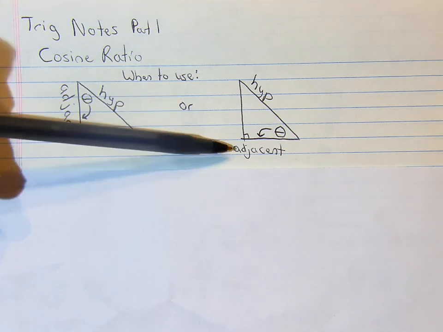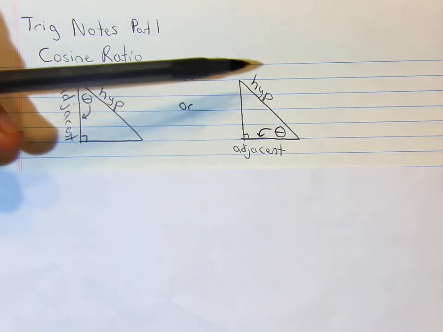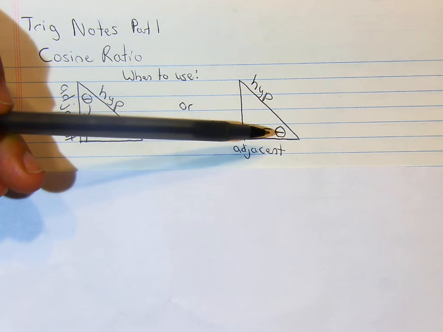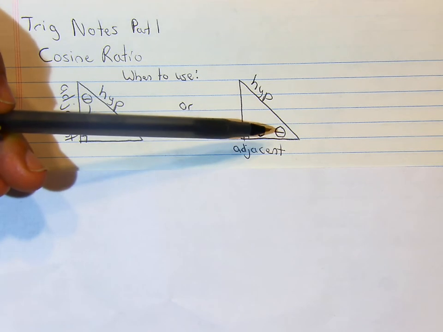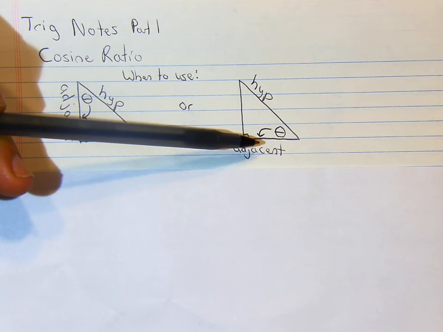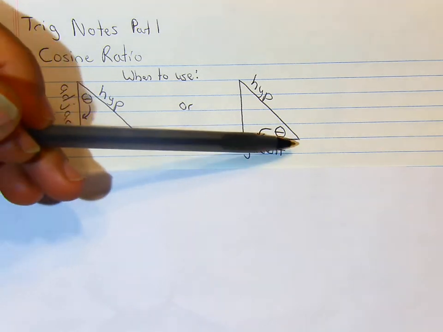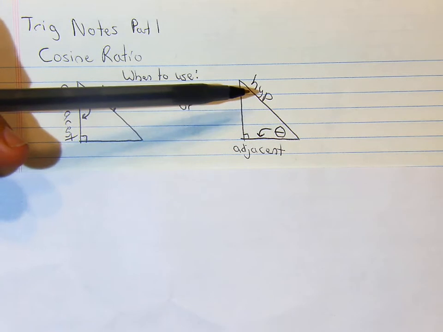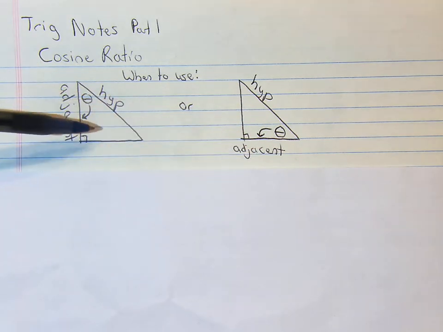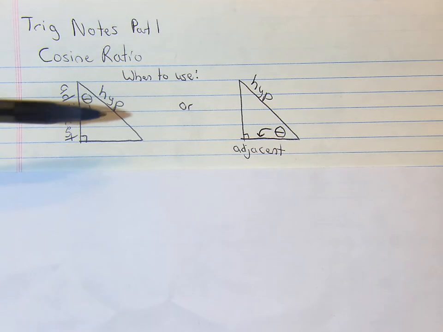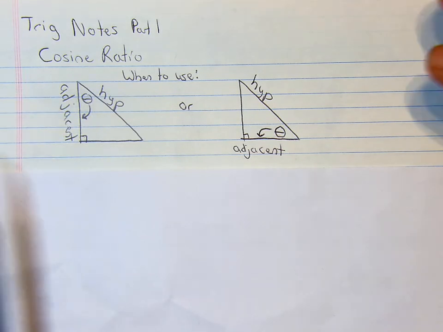And that can be the same situation even over here. As long as you have your unknown angle or maybe even known angle, you're working with the adjacent side, the length of this side, and the length of the hypotenuse. So these are the two circumstances of what you'll be working with when to use cosine.